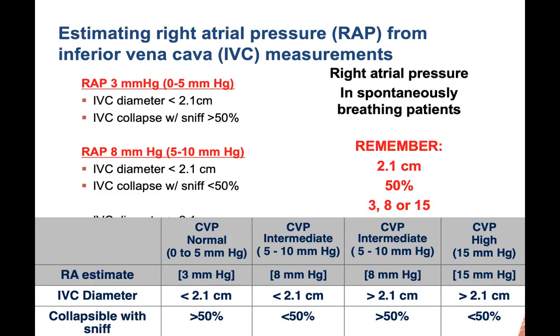So if you remember, this is right atrial pressure in spontaneously breathing patients. 2.1 centimeters is our cutoff. We want to look, does it collapse more than 50%? And your right atrial pressure will be either 3, 8, or 15.